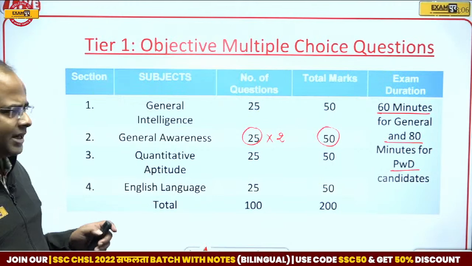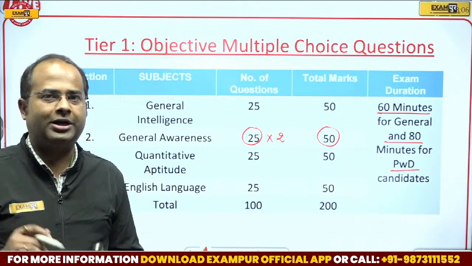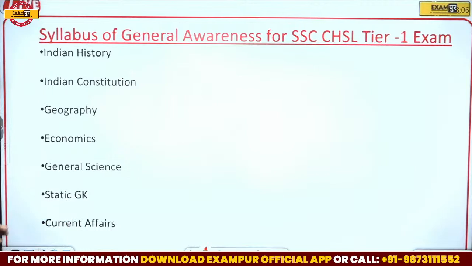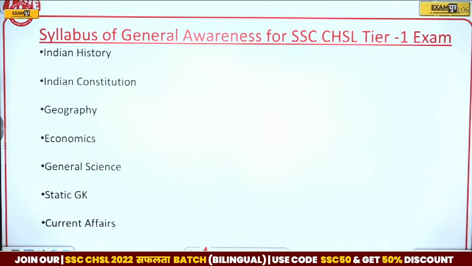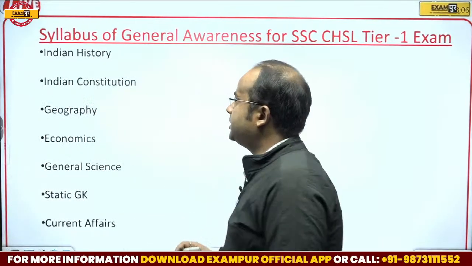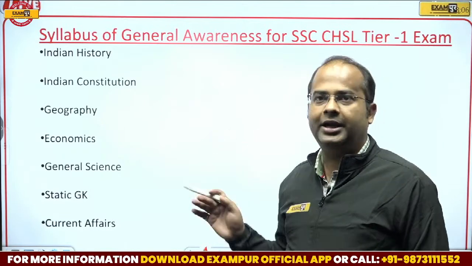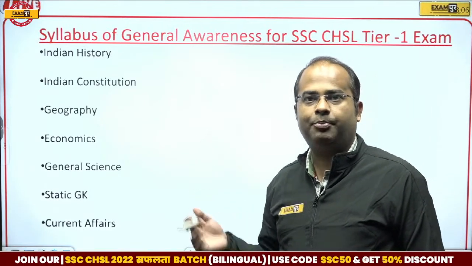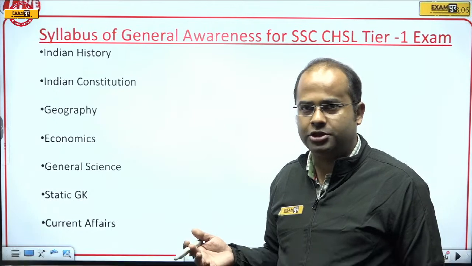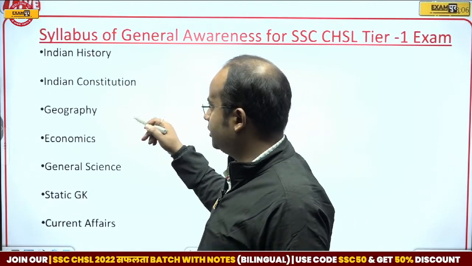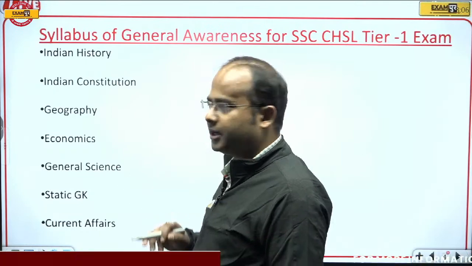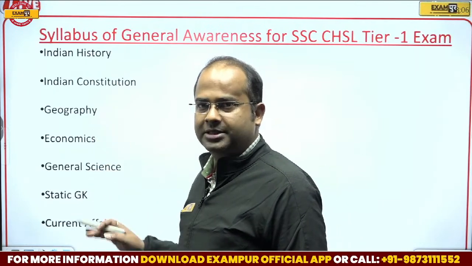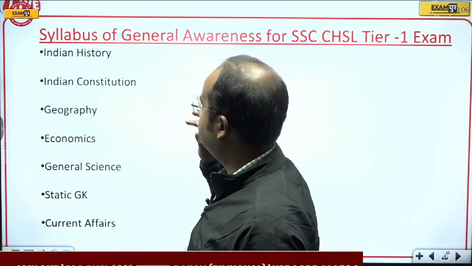Now guys, what are the sections that come in general awareness? The whole section is divided into 7 parts. We have Indian history, Indian constitution. You are not being asked polity and governance, only questions from the constitution will be asked. Other than this, geography, economics, general science, static GK and current affairs. So one by one we will be discussing what the syllabus is.